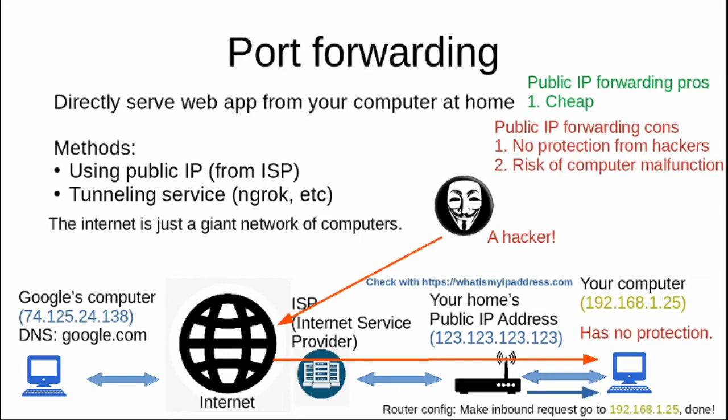And then the second one is the risk of computer malfunction. If your computer crashes, then people cannot access your website. And the third one is natural disaster. If a natural disaster happens, then the data in your website will also be destroyed. And the final one is the ISP bandwidth limit. A lot of requests going into your computer will take a toll on your ISP bandwidth limit, and you will hit the fair usage policy really quick.